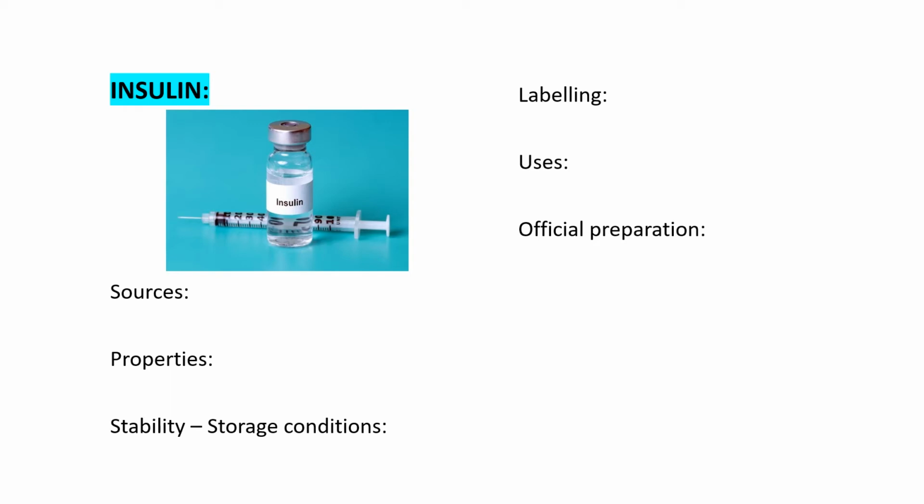Insulin official preparations are categorized into 3 classes depending upon duration of action. Now in PNT, in general pharmacology, you have learned 2 words. One, onset of action, and second, duration of action.